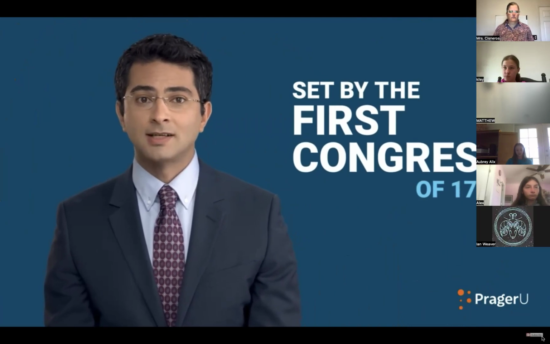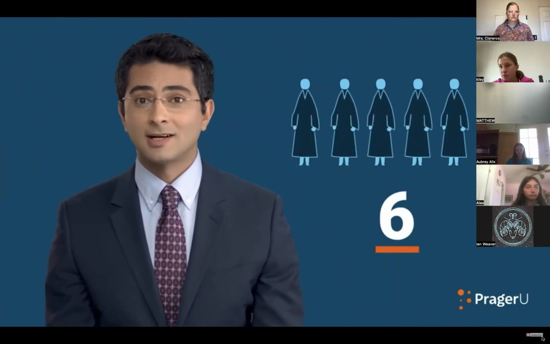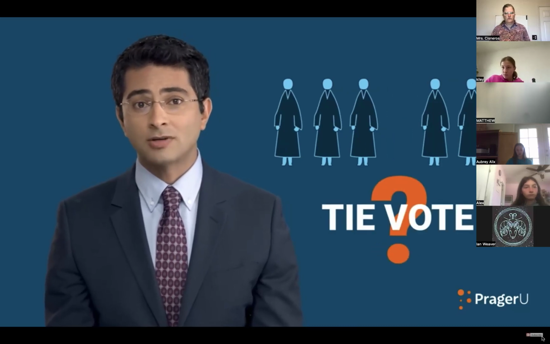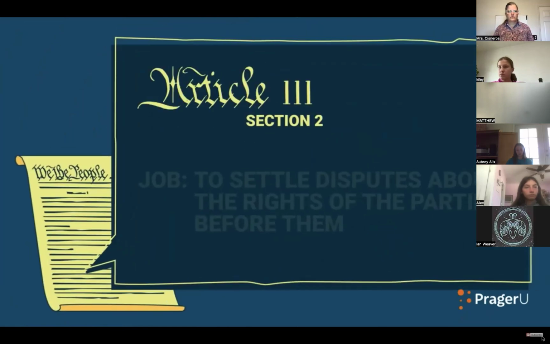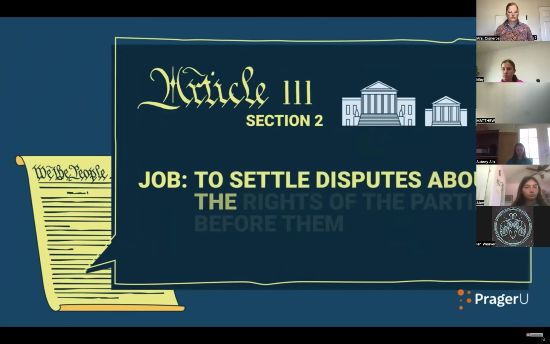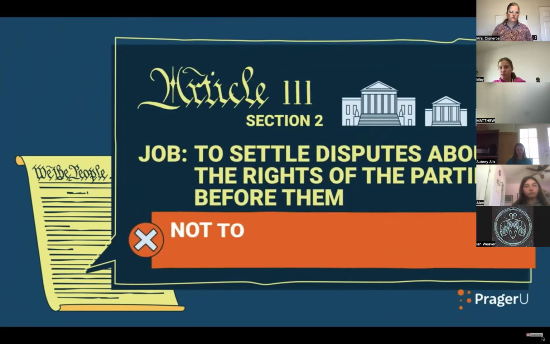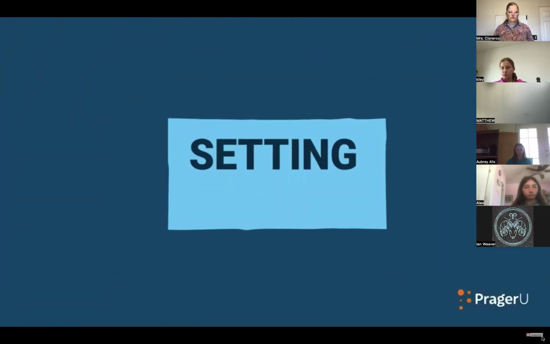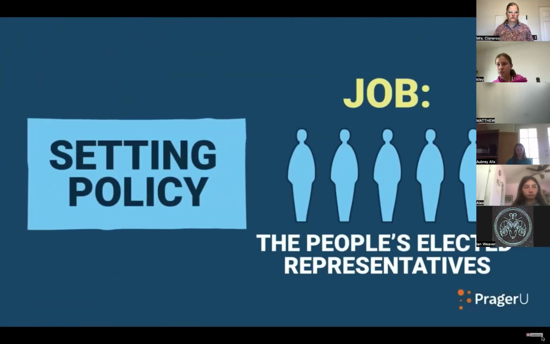The Constitution doesn't even state how many justices there should be. That was set by the first Congress of 1789. They set the number of justices at 6, which, to our modern sensibility, is bizarre. What would happen in the case of a tie vote? Again, this points to the framers' modest conception of the court. As spelled out in Section 2 of Article 3, federal courts have just one job: to settle disputes about the rights of the parties before them, not to use cases as platforms to resolve policy debates. For the framers, setting policy was the job of the people's elected representatives.